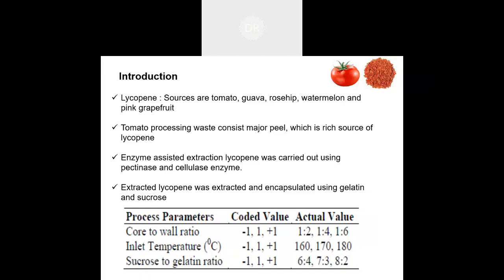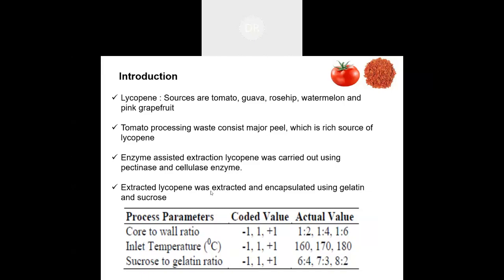For the core to wall ratio, we have used one part of the core material and two parts of the wall material. The wall material is a combination of gelatin and sucrose in the proportion of 1:1. We have used three combinations: 1:1, 1:4, and 1:6. This is carried out in the spray dryer, and we have fixed the inlet temperature at 160, 170, and 180 degrees centigrade.